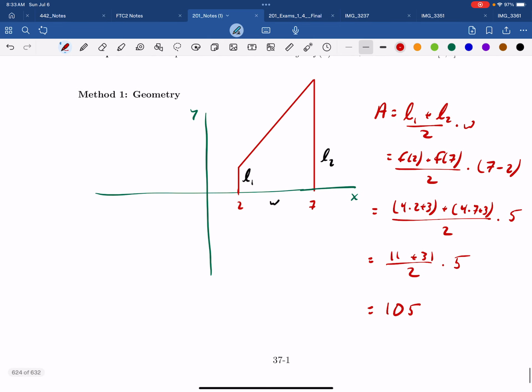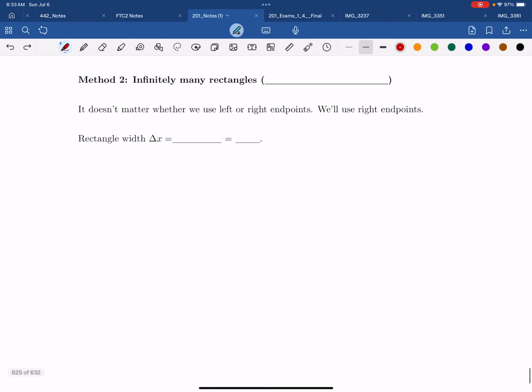Now, what if we didn't have a nice straight line? What if we had some fancy curve like that? We wouldn't get to use this geometric trick. We would have to use Riemann sums. So let's do this out. This means taking a limit, doing a bunch of simplification, and using a fancy identity, or not super fancy, but a counting trick that I will give you on a quiz or an exam, just to be clear.